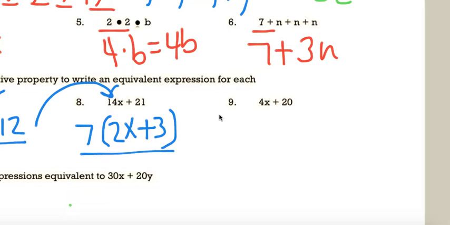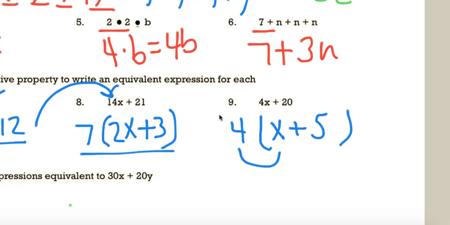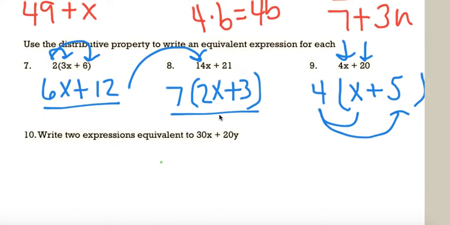So I pull out the 4 distributing factor, and I see how many times 4 can go into 4, which is 1. You can write it as 1x, or you can just write x. Plus, how many times is 4 going into 20? It goes in 5 times. And so now I've just done the problem in reverse. 4 times x is 4x, and 4 times 5 gives me that 20. Okay? Now, let's take a look at number 10.